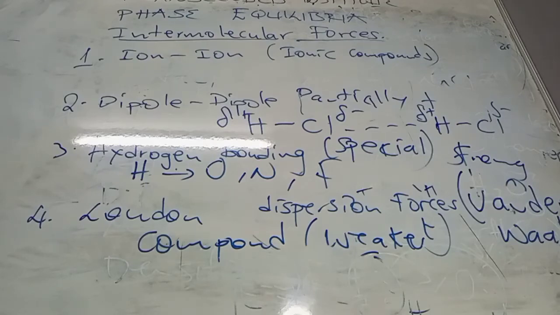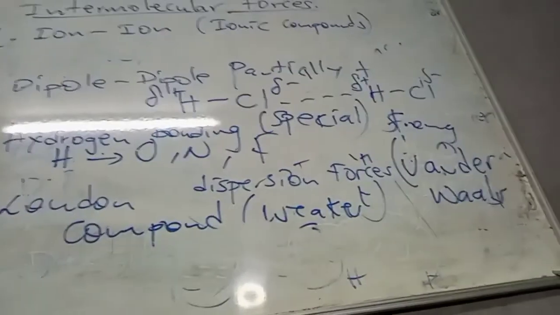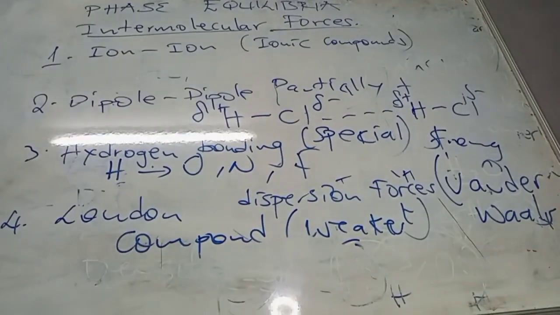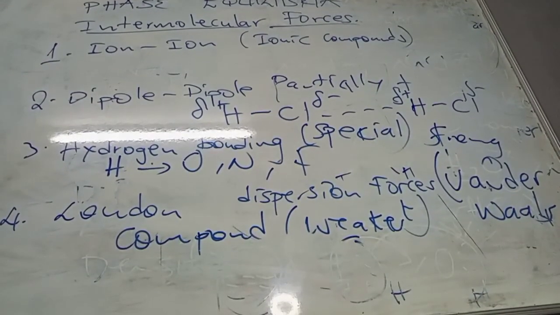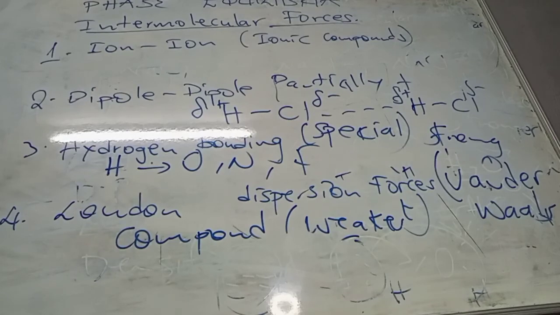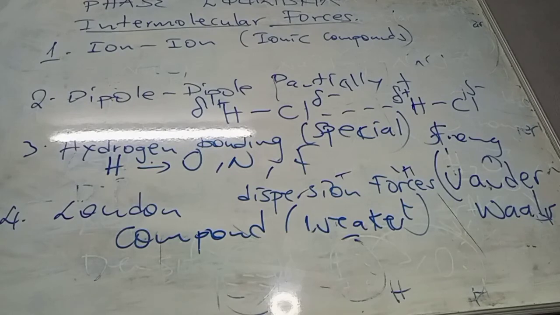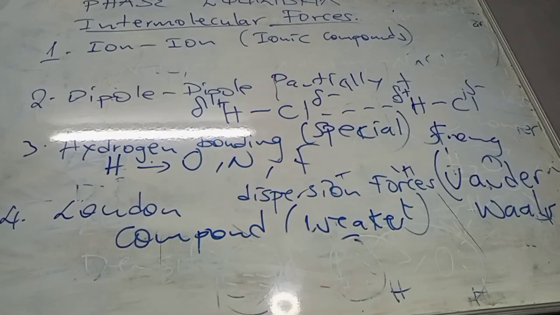So these are the types of intermolecular forces of attraction that you need to know. Very important: the ion to ion that exists in ionic compounds; the dipole to dipole intermolecular force that exists between partially positively and partially negatively charged atoms; the hydrogen bonding, a special type of bond that exists between a hydrogen atom and either oxygen, nitrogen, or fluorine; and lastly the LDF, also known as van der Waals, which are universal and the weakest.